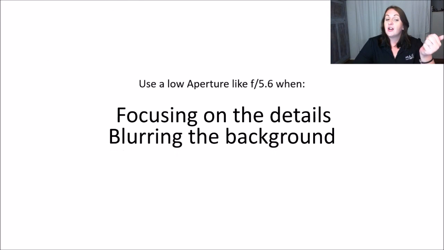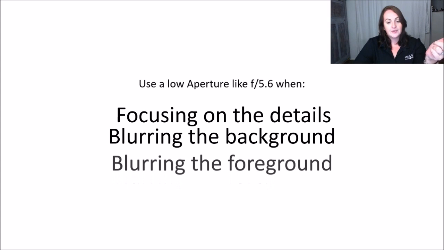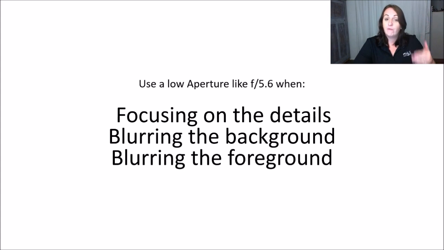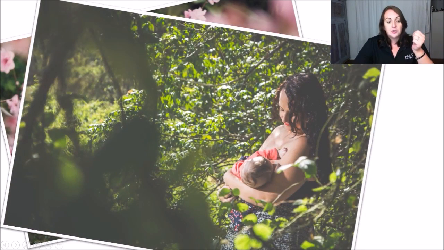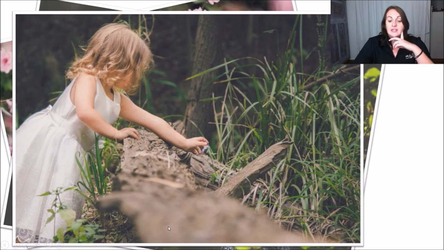So, you use a low aperture to focus on the details, to blur the background, and you can also use it to blur the foreground of an image, so what's in front. Here I was actually shooting through some flowers, and by having the lower aperture I was able to blur the background and the foreground at the same time. Once again I was shooting through some leaves at this beautiful breastfeeding session, and I was able to blur the trees in the foreground. And here I was laying on the log itself, but by having that low aperture I was able to blur the log in front and behind her in order to bring the focus to what she is doing, which is simply reaching for those flowers.